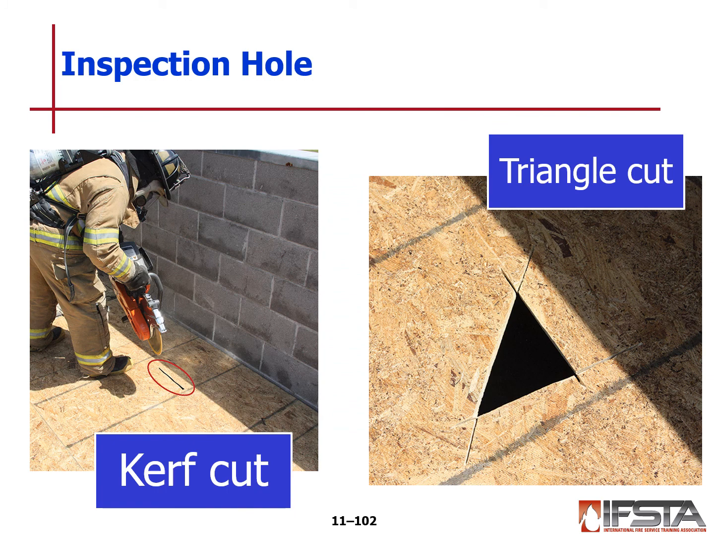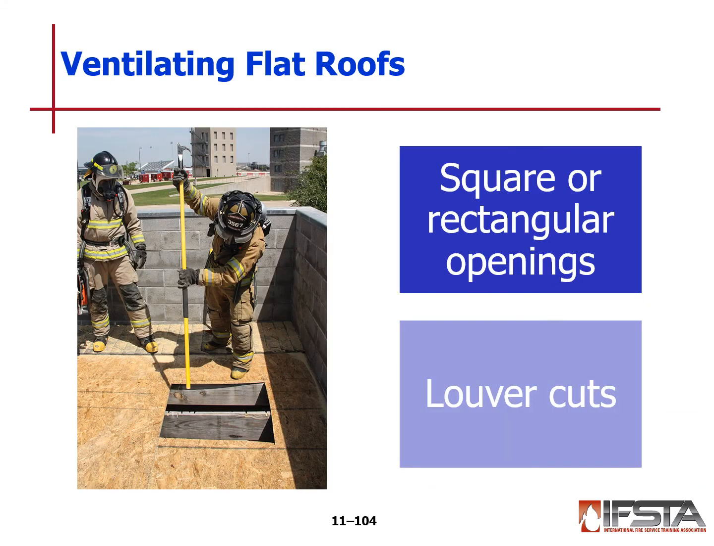A kerf cut is simply cutting a slit into the roof and seeing if smoke's coming out. That's primarily what you're doing. A triangle inspection is we cut a triangle, and again we're looking for smoke, fire, and you may even see a little bit inside that triangle cut as to what kind of material that you're dealing with structural wise.